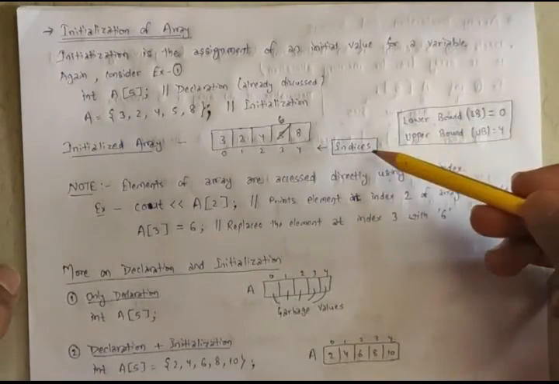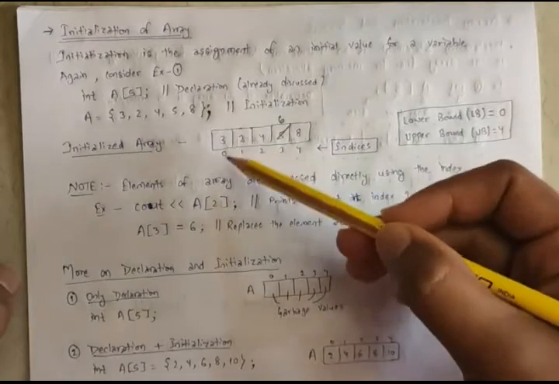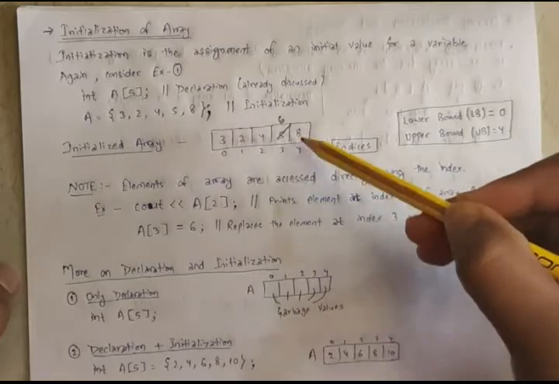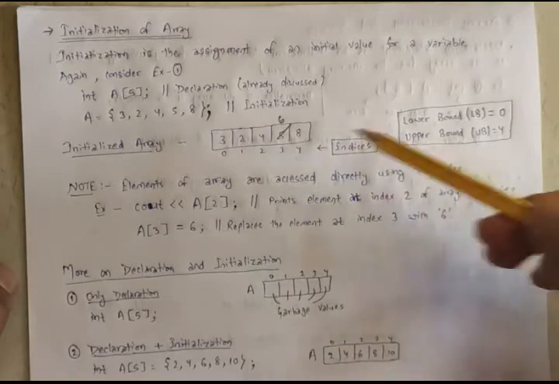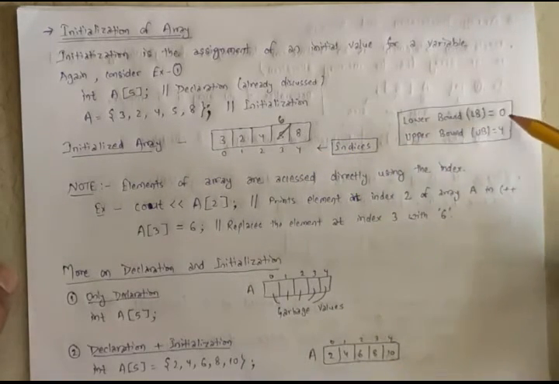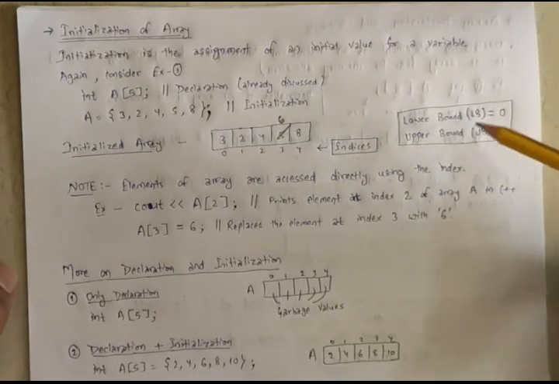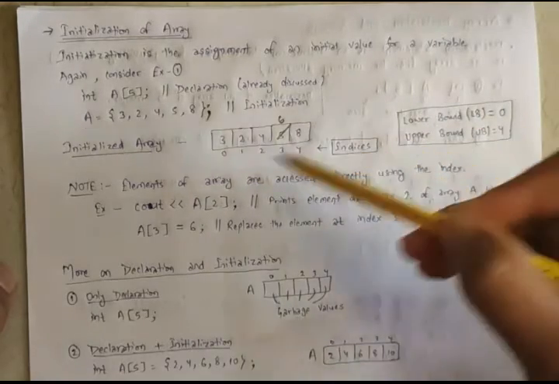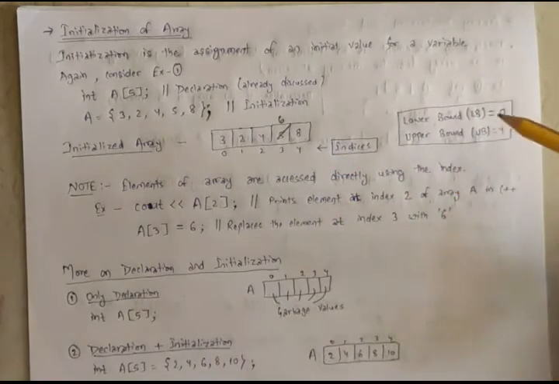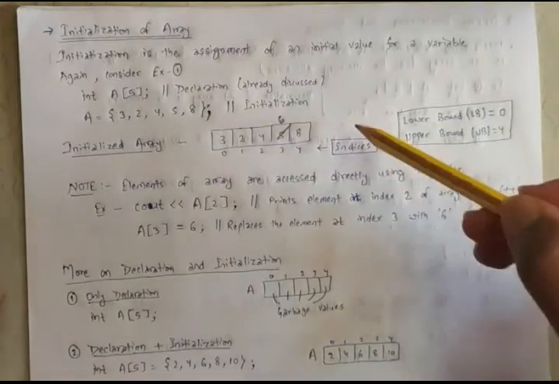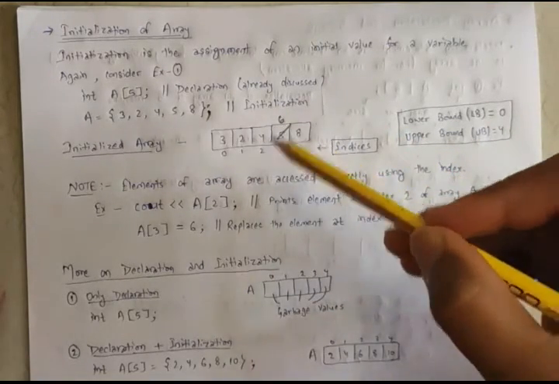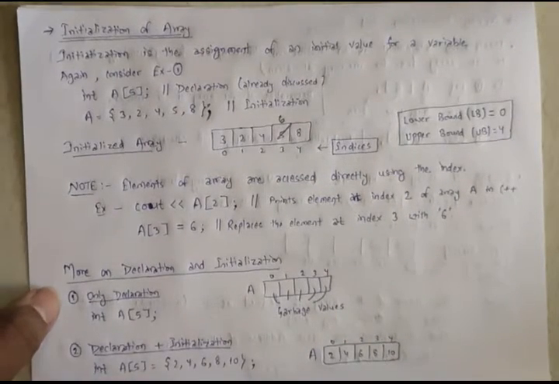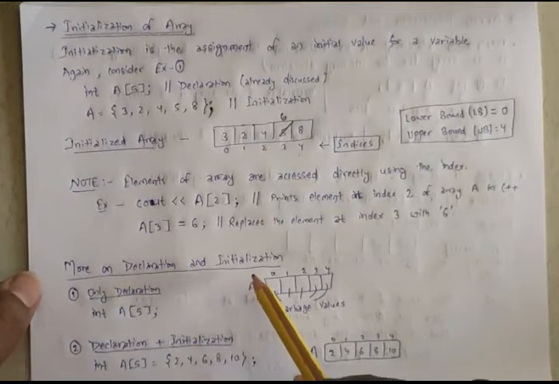In the indices, this 0 is known as the lower bound and the elements are stored up to this fourth index, so we can call it the upper bound. So lower bound equals 0, upper bound equals 4. These two bounds can be used for various other algorithms which we would implement on arrays afterwards. Here are some more points on declaration and initialization.